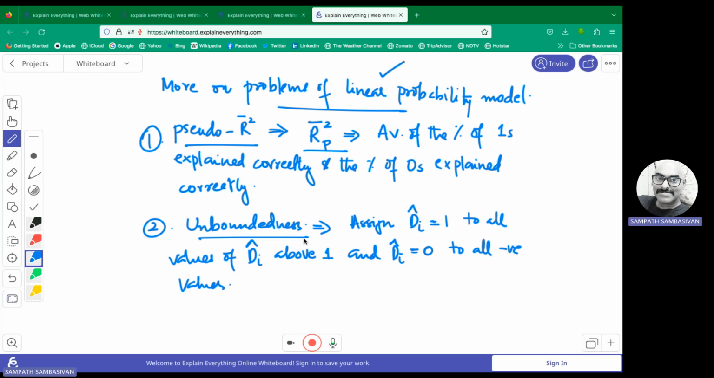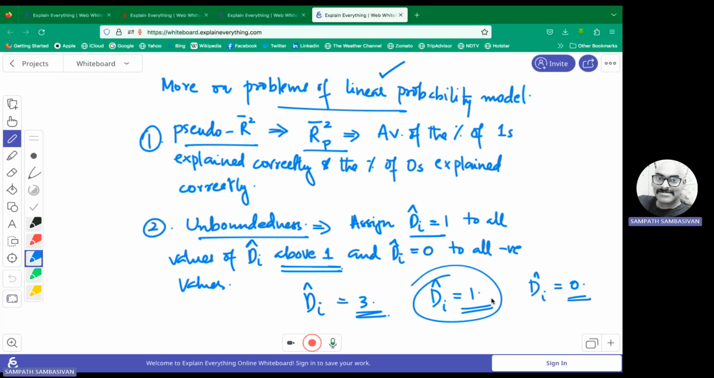And to deal with the problem of unboundedness, which I have just explained, what do you do? One method that is usually used is to assign the value of 1 for all Di hats whose value is above 1. If your Di hat is above 1, as I have just mentioned, if your Di hat is equal to 3, since it is a value above 1, you just assign the value of 1 itself, for all values which are above 1. And for all negative values, you assign the value 0.